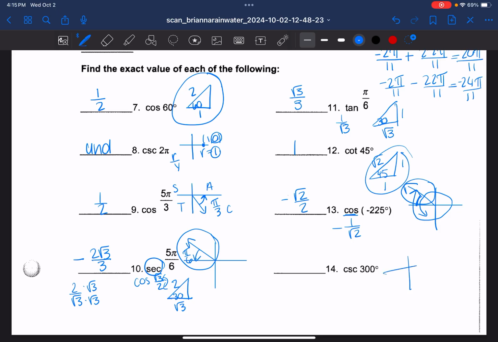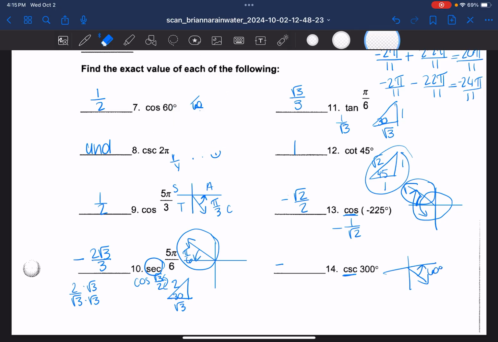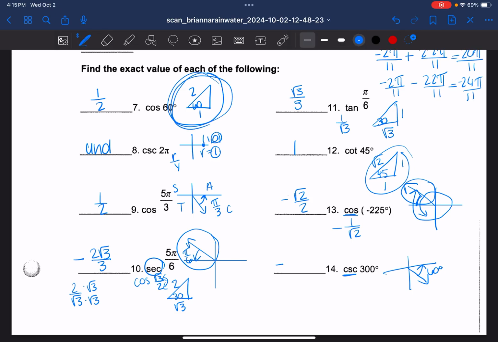Cosecant of 300 degrees. 300 degrees is in quadrant 4. Cosecant is a reciprocal of sine, and it is negative. So I need to keep in mind my ratio should be negative. That's going to be 60 degrees from the x-axis, so that would mean looking at this triangle that I drew back here on number 7. My y value would have been root 3. Cosecant is r over y, so that's 2 over root 3, but we can't leave a square root in the bottom, so this is going to become 2 root 3 over 3.